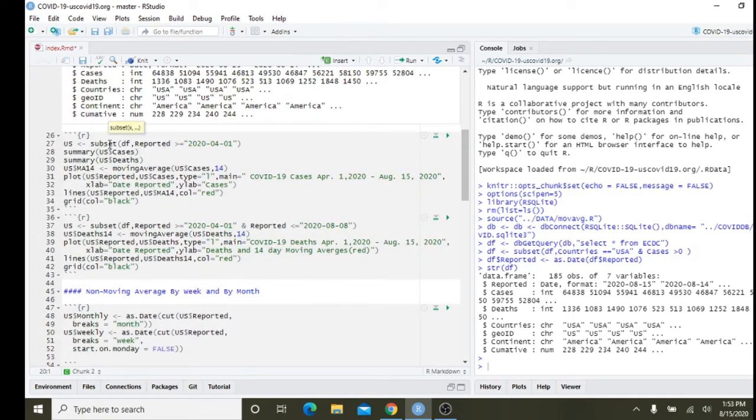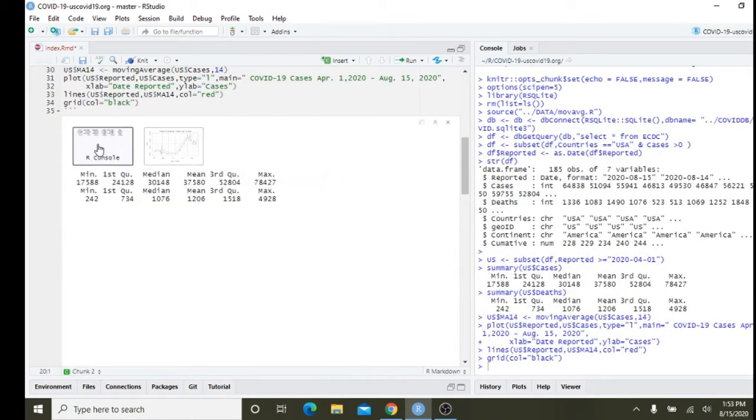And the first thing we do, we just pull out a smaller subset for the US, only from April 4th, 2020 onward. Summary of cases, summary of deaths, 14-day moving average, and a plot first of the cases and then the deaths.